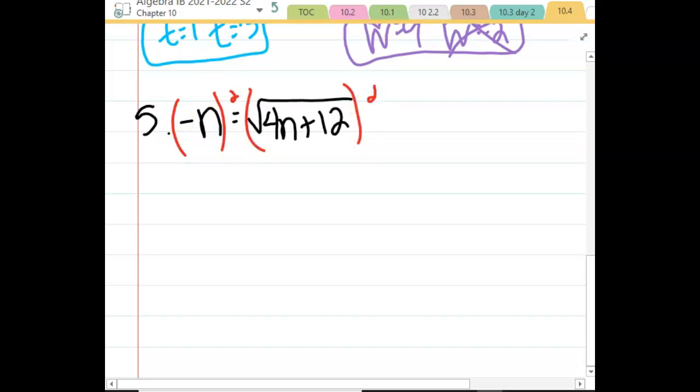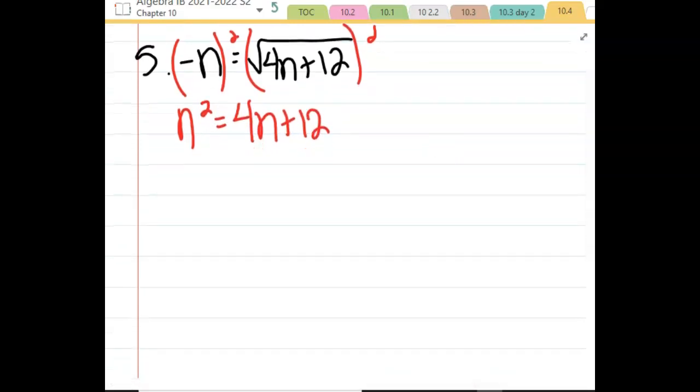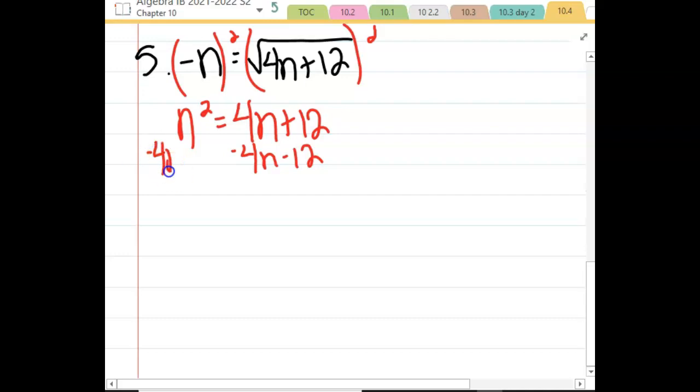Now, on that left-hand side, you need to square everything. What happens when I square a negative n? It becomes a positive n squared. And then over here, I just get 4n plus 12. Super similar to the last one. We need to move everything to the same side because I have that n squared. So subtract 4n and subtract 12. So we have n squared minus 4n minus 12 equals 0.